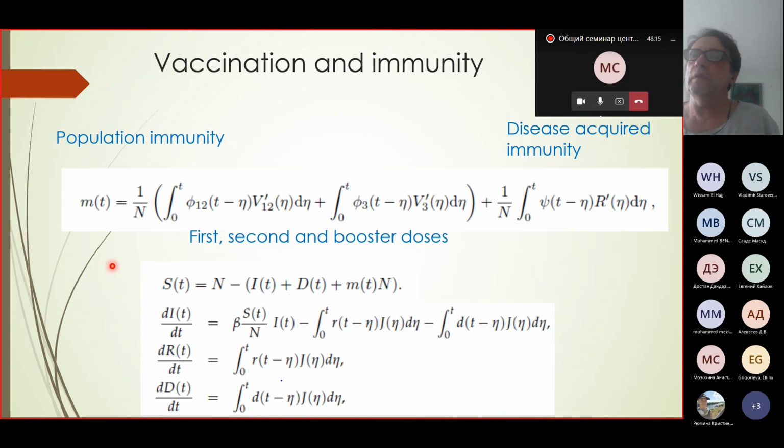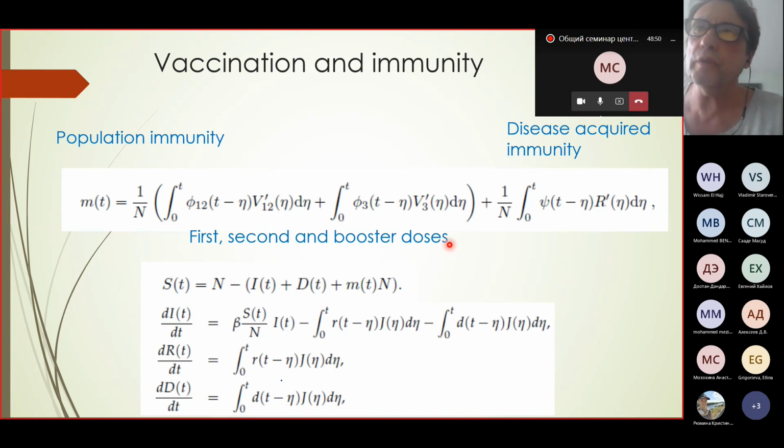So this is why recovered after some time become susceptible again. So we have two additional factors here. First of all, we have vaccination, and vaccinated people after some time become susceptible, and recovered people also have immunity during some time, and after some time they also become susceptible. How to take this into account? We call it population immunity, shown here.